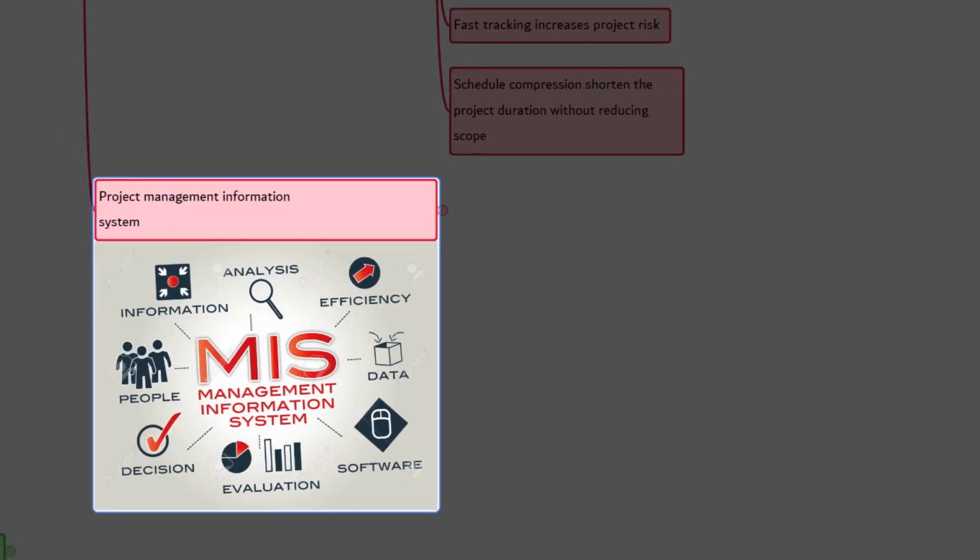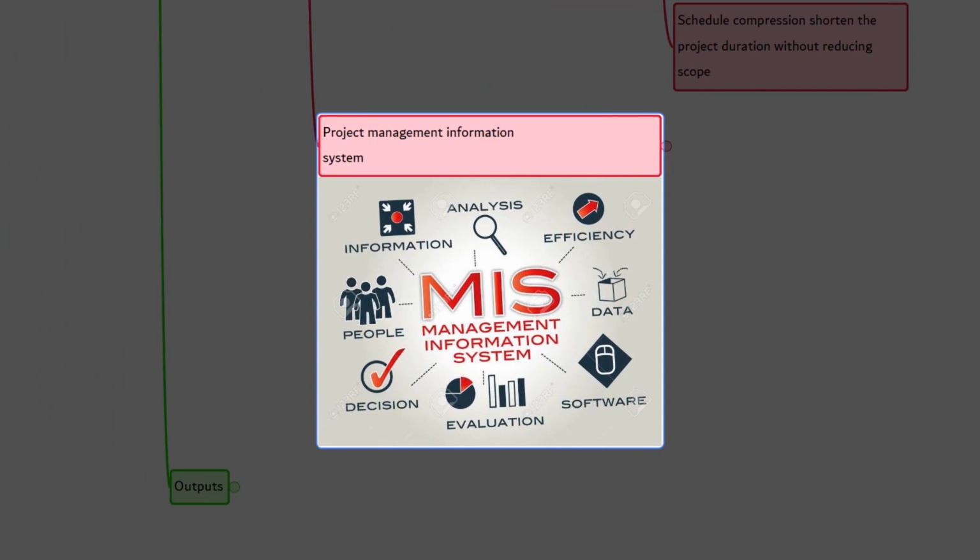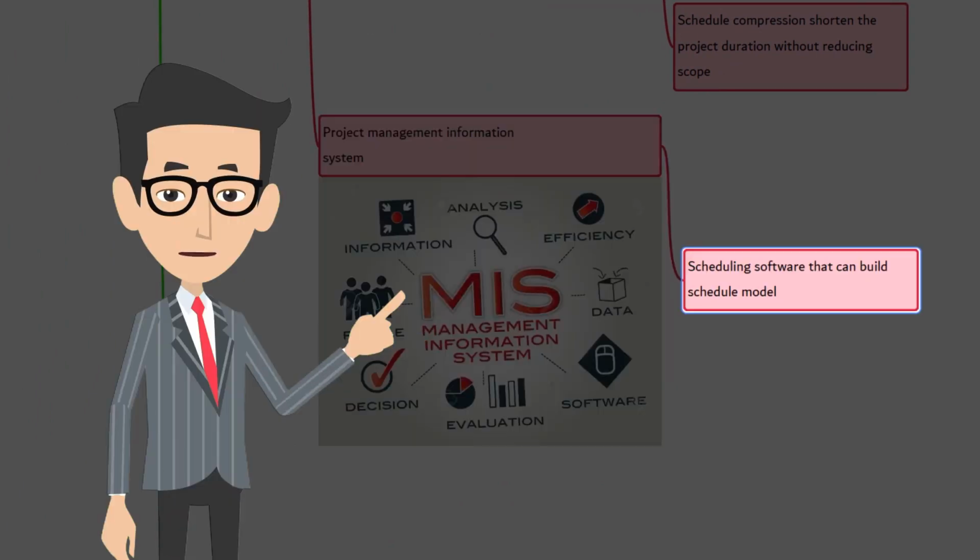The next in the list is Project Management Information System. Here we are in develop schedule. So the project management information system is scheduling software that speeds up the process of building the schedule model by generating start and finish dates based on the inputs of activities, network diagrams, resources, and activity duration.